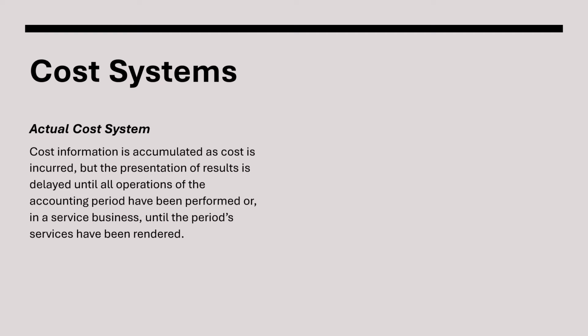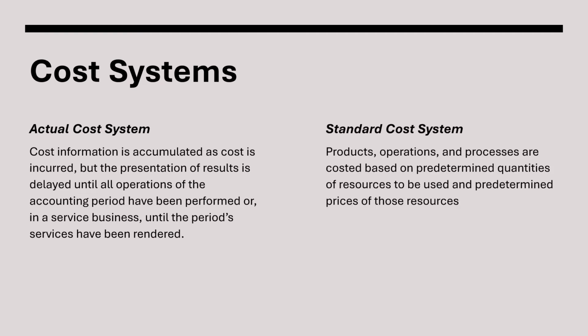Like what the name itself says, actual cost. Standard cost system: products, operations, and processes are costed based on predetermined quantities of resources to be used and predetermined prices of those resources. So in the standard cost system, which we will be tackling more later, you will be able to do analysis of predetermined rates. So it's much easier to give costing of inventories that way. But again, there will be analysis that needs to be done before you will be able to get the predetermined rates. Okay.